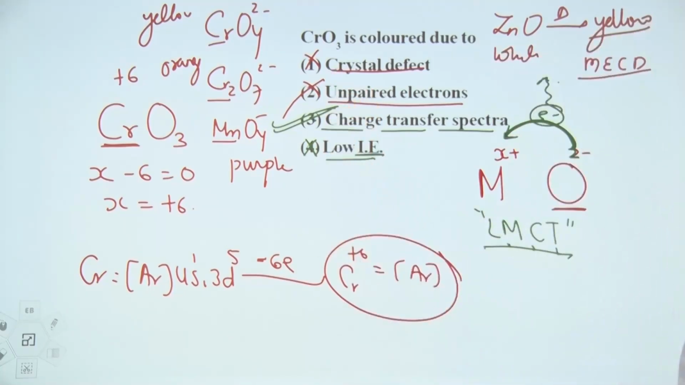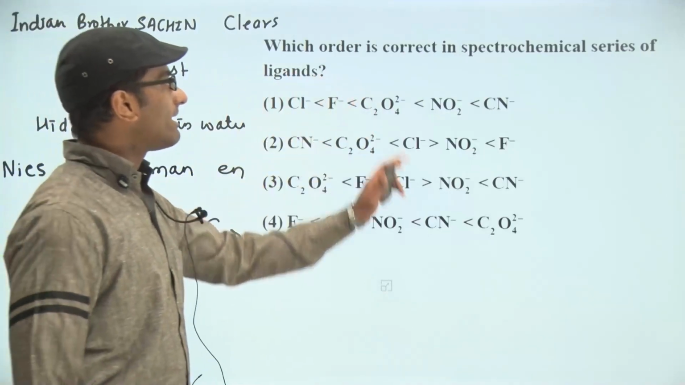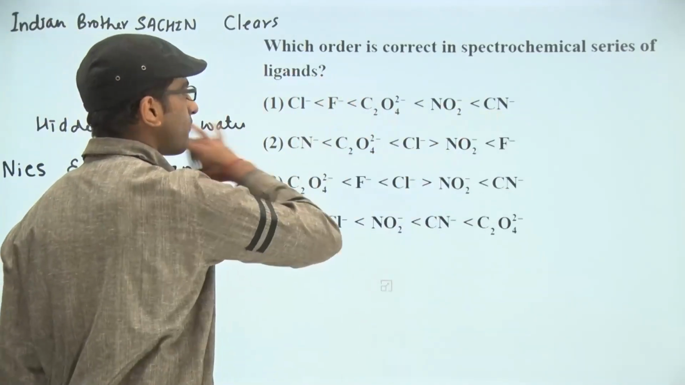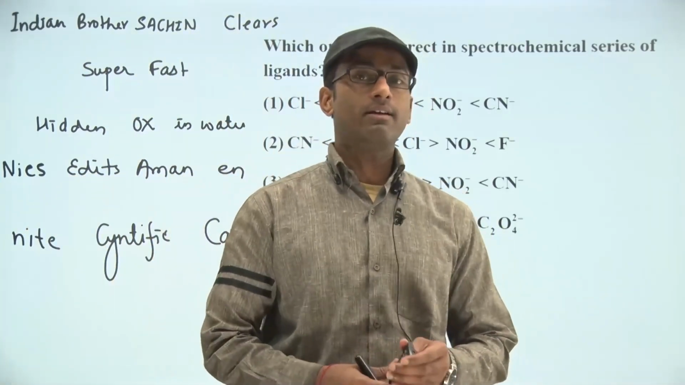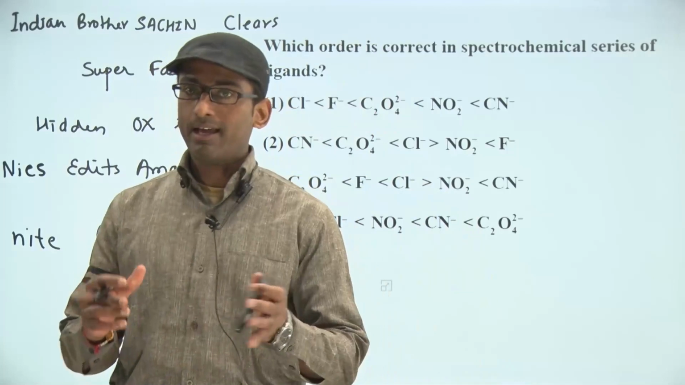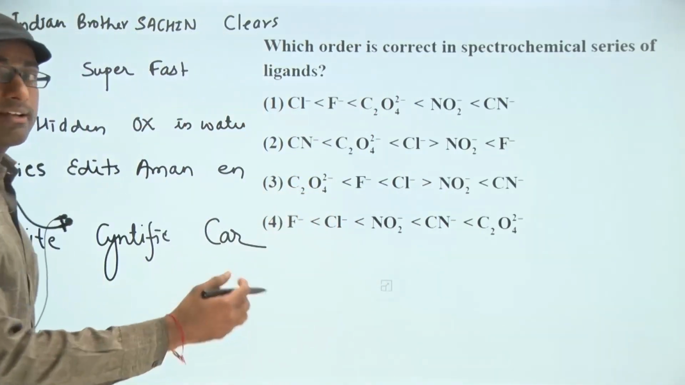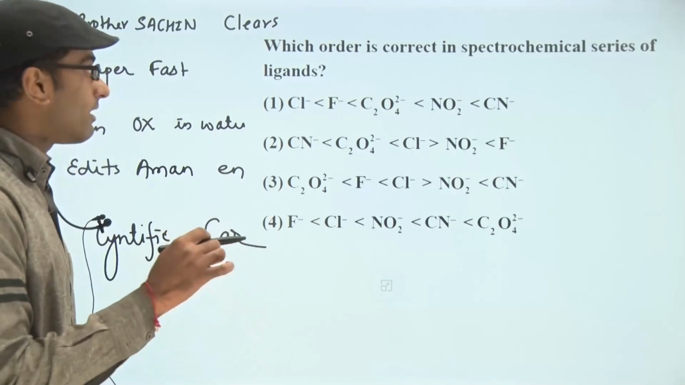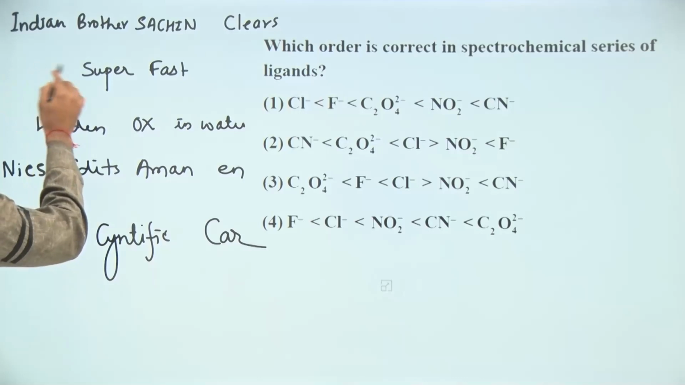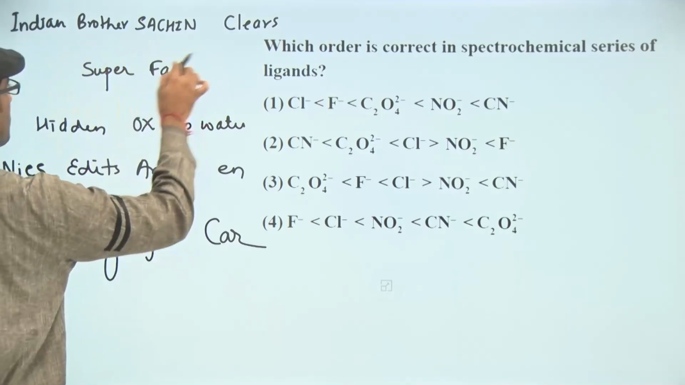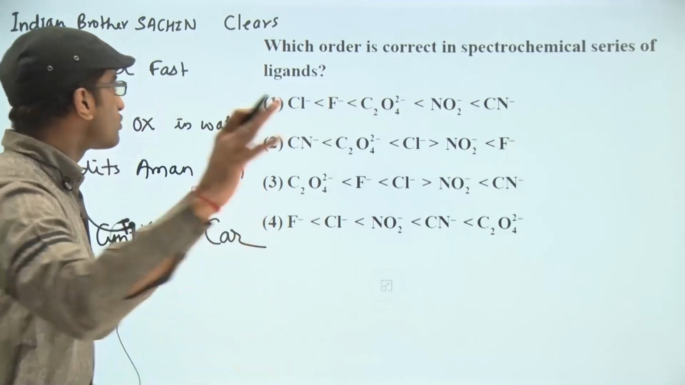Thank you. Hello Shen, this question is asking which order is correct in the spectrochemical series of ligands. In the NCERT spectrochemical series, approximately 15-16 ligands are given. So a very simple trick by which you can identify the order of strength of ligands is this sentence: Indian brother Sachin clears super fast.